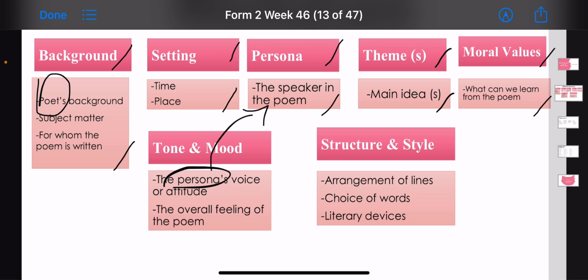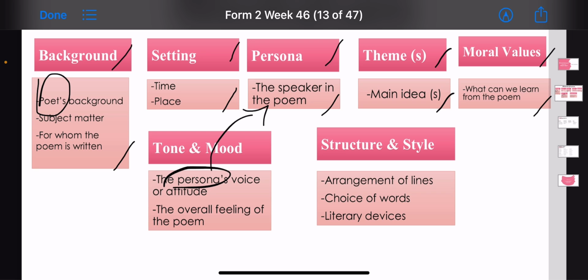For example, anger, sadness, and then happiness, jealousy, and then revenge, and then what else? Craziness. Okay, it can be anything. You can be crazy, you can be fun, you can be kind, you can be soft, you can be sad, you can be overjoyed, you can be ecstatic, you can be extremely angry at something. Okay, those are the voices, those are the attitudes that we can put in a poem.